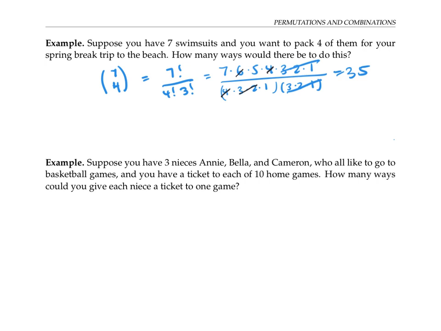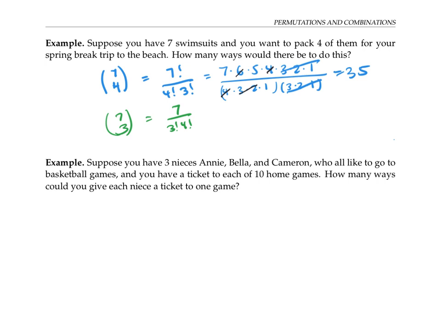One thing you might notice about this problem is that the formula for 7 choose 4 is actually the same as the formula for 7 choose 3. This makes sense because choosing which 4 to pack is the same thing as choosing which 3 to leave at home. In this next problem, you have 3 nieces, Annie, Bella, and Cameron, who all like to go to basketball games. And you have a ticket to each of 10 home games. How many ways could you give each niece a ticket to one game?